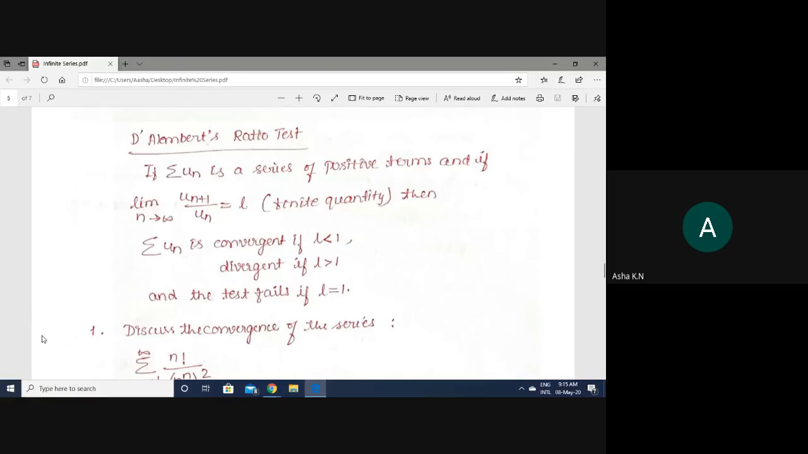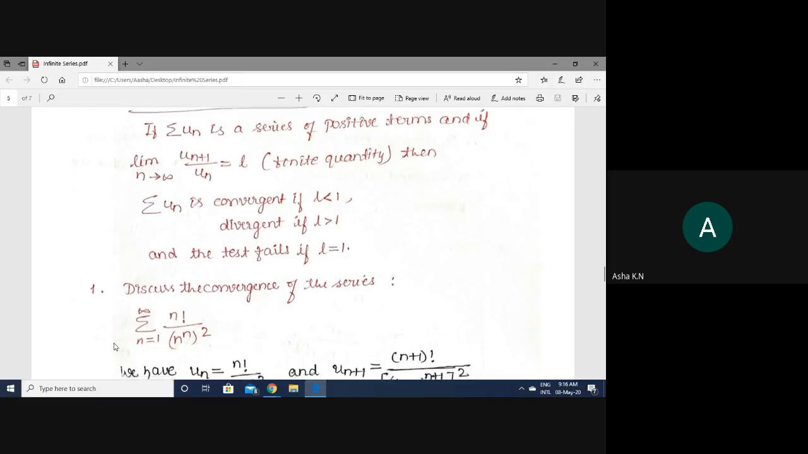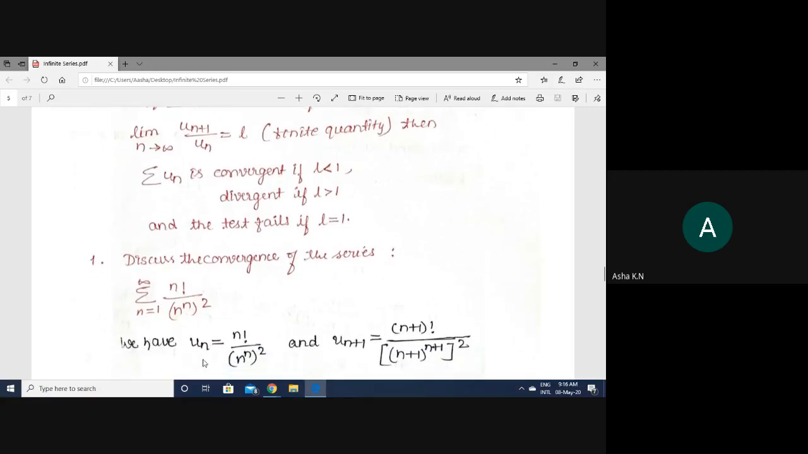Now, starting with the problem: discuss the convergence of the series sigma n equal to 1 to infinity of n factorial by n power n whole square. Already they have given sigma un, it is in the summation form, so it must be un. So un is n factorial by n power n whole square. This is our nth term.